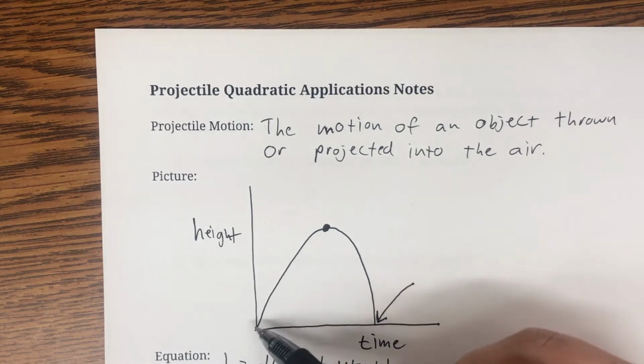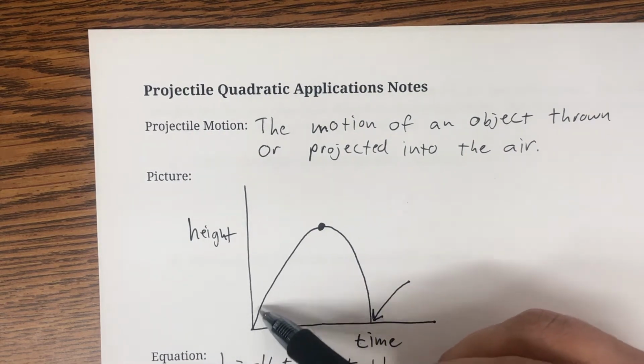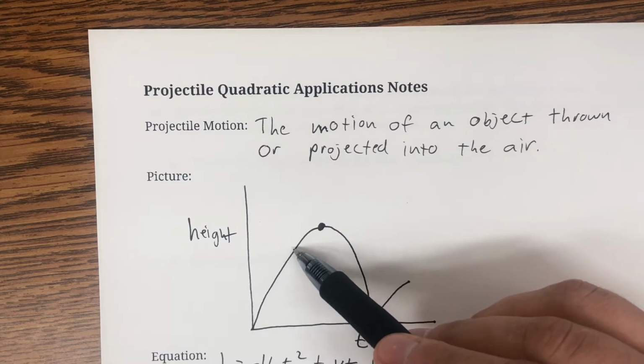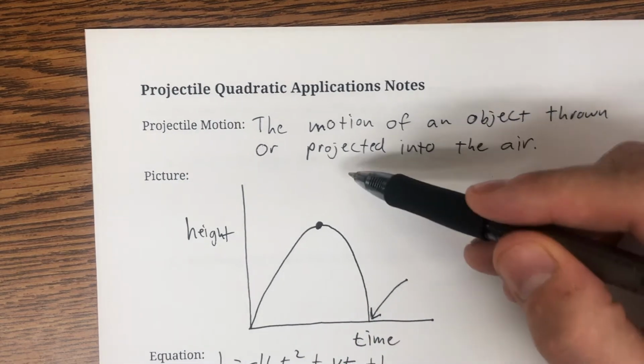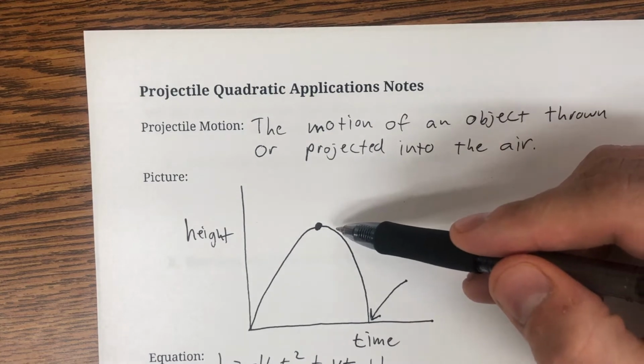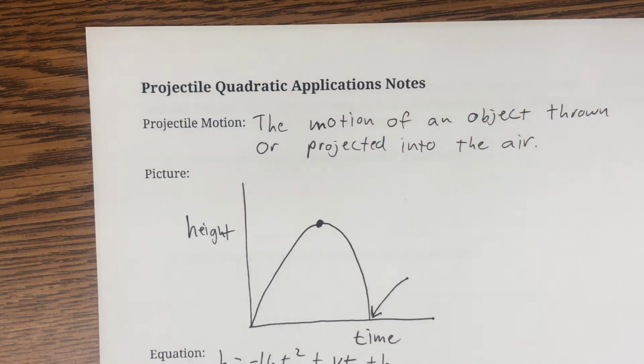If a punter punts a football, the football goes up in the air, traveling towards the other team, hits a highest point, and then works its way back down. The thing forcing it down is gravity. All right? We use these quite a bit, also in ballistics and things of that nature. We're going to look at a couple examples of how we could use this in a real-life application.